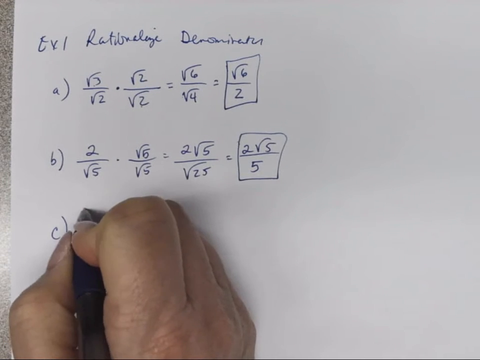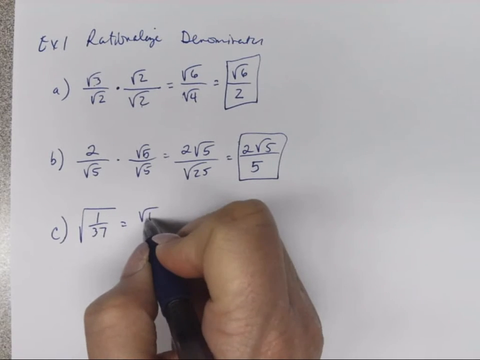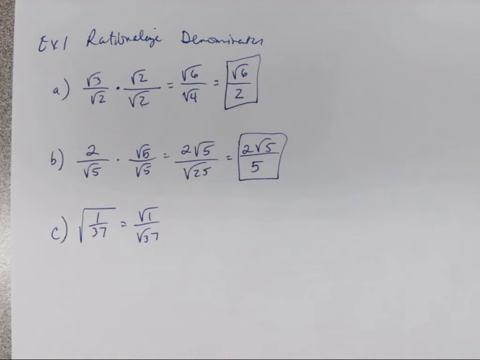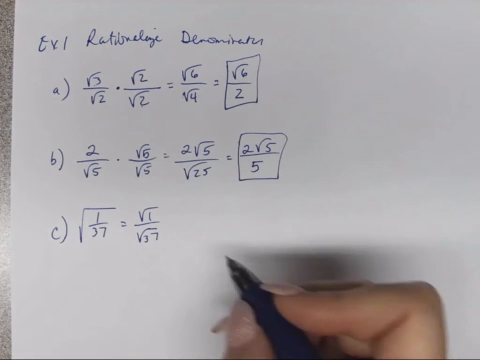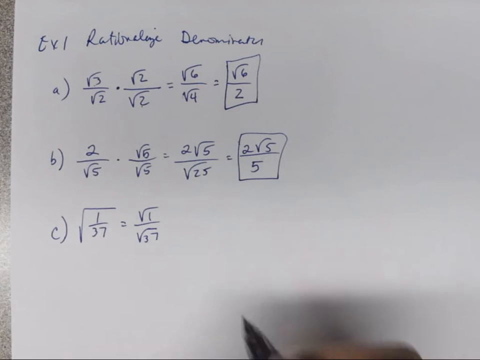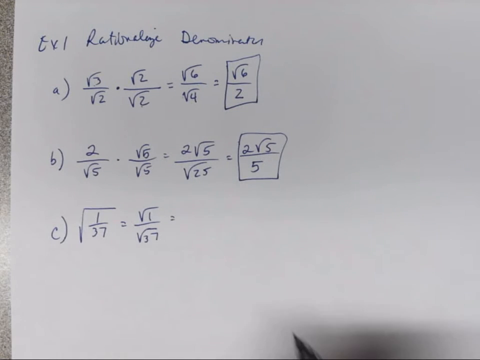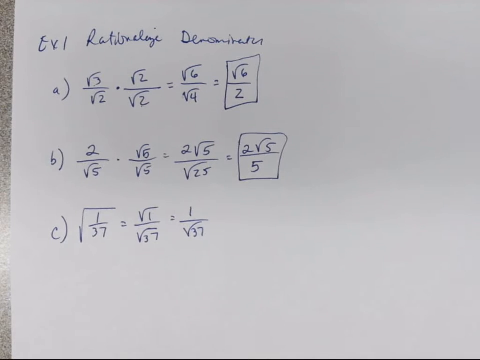Here we have the square root of 1 over 37. We can't rationalize this one until we separate it. So we're going to make it square root of 1 over the square root of 37. Well, the square root of 1 is just 1. You can take it out of the square root ahead of time if you want. I'm going to go ahead and do that because if this was anything but a 1, I definitely would. So we'd have 1 over that square root of 37.